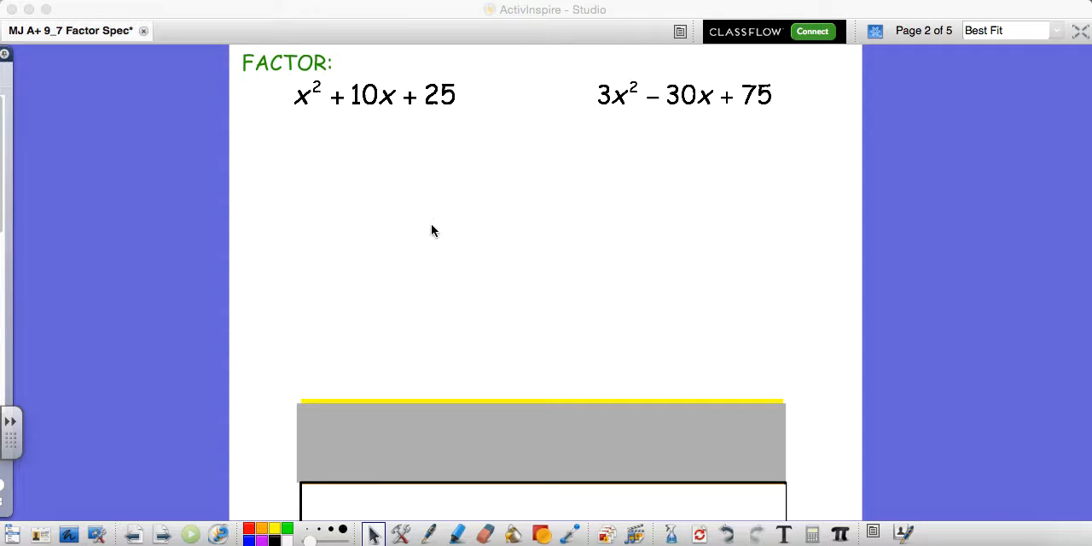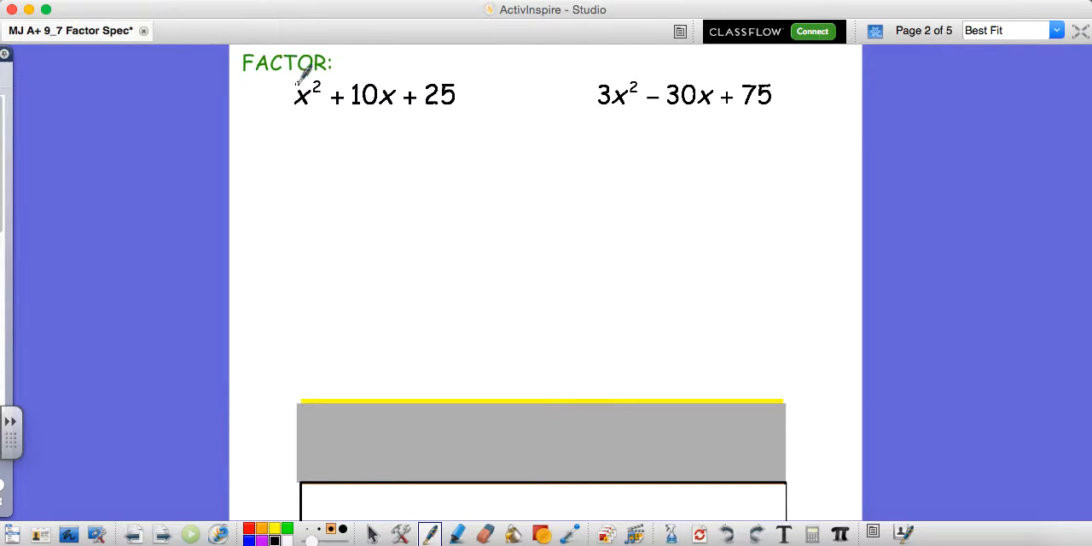In general, everything from 9.6 and 9.5 will work the same, but if you can use these shortcuts, it can save you some time in the long run. So it's just a couple special cases. So let's look at the first case. Let's just start by factoring x squared plus 10x plus 25.